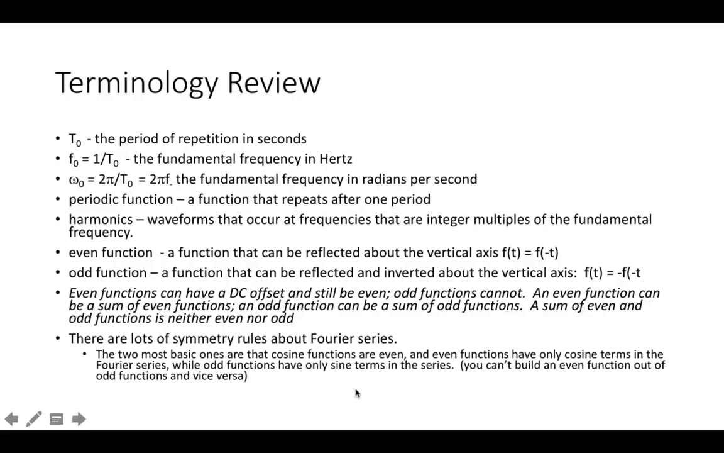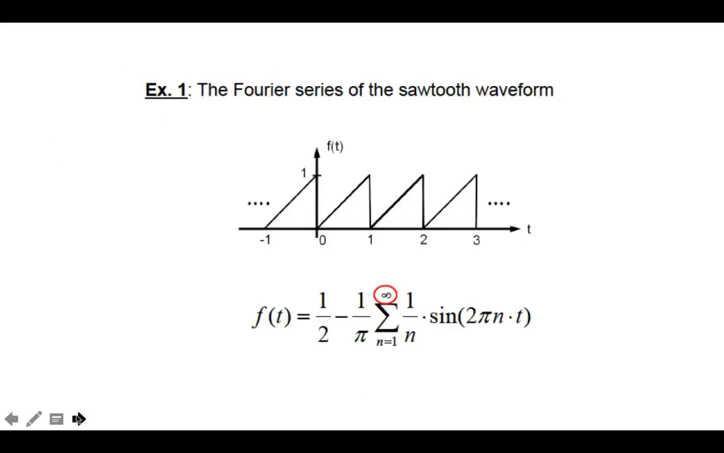Also super important, you don't have to be even or odd. You can be neither. So there are going to be some slides that come up that go back over that. Okay, so here's an example. This is the Fourier series of a sawtooth waveform.